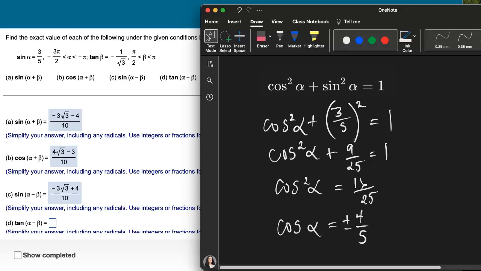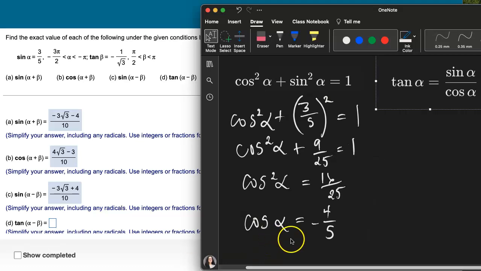And then the last thing is we'll take the square root of both sides, and we do have to consider both the positive and negative for a moment. But when we come back to the given information, we see that alpha is in a particular quadrant. It's between the angle -3π/2 and -π. If we think about where it falls on a coordinate plane, that would be the third quadrant. So we will only keep the negative sign here, because the cosine of an angle in the third quadrant would be negative.